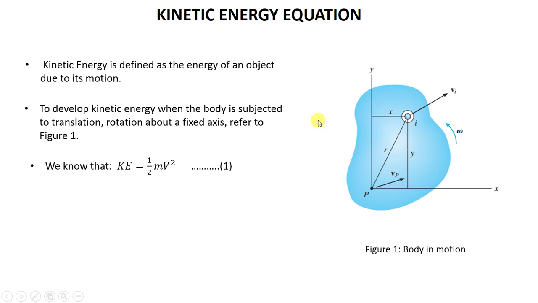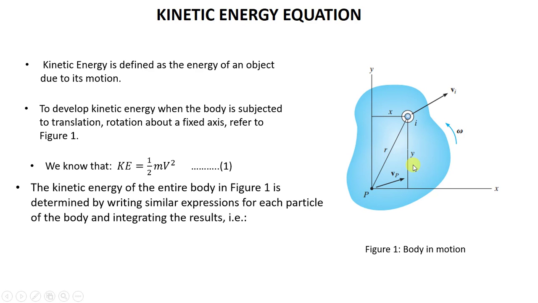When you look at this body here, we can see that it's moving in this direction with a velocity v, and it's also rotating with an angular velocity omega, and it also has a point which is x, y. The kinetic energy of the entire body in this figure can be determined by writing an expression for each particle of the body and integrating the results.